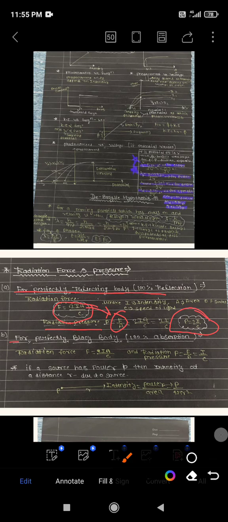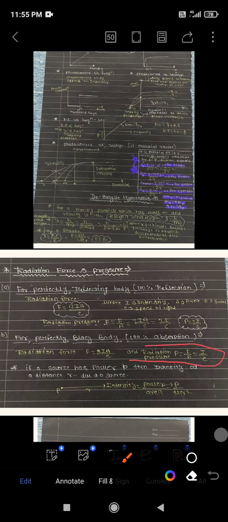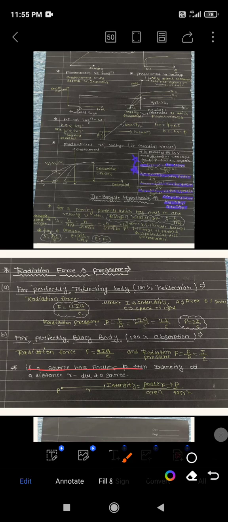Now for a perfectly black body or 100% absorption, radiation force is only IA upon c, and radiation pressure is force upon area, so its value is I upon c. And if a source has power P, then intensity at distance r due to the source is power upon area.